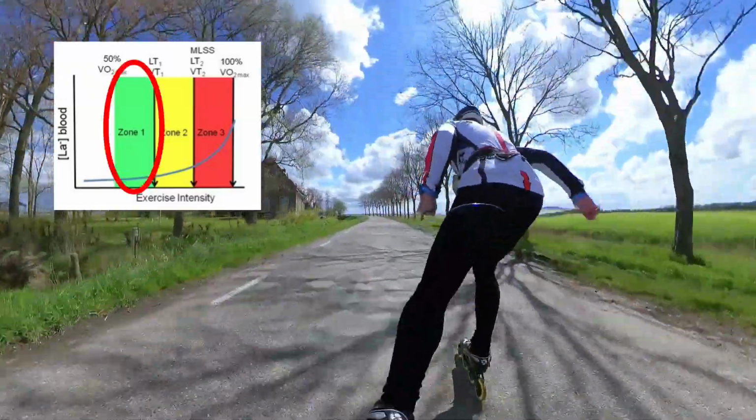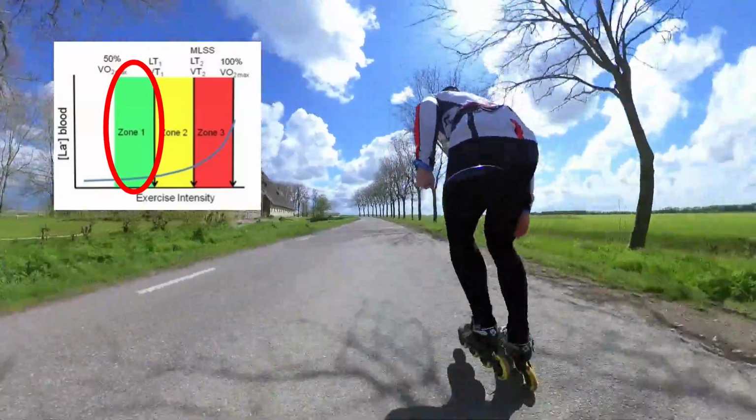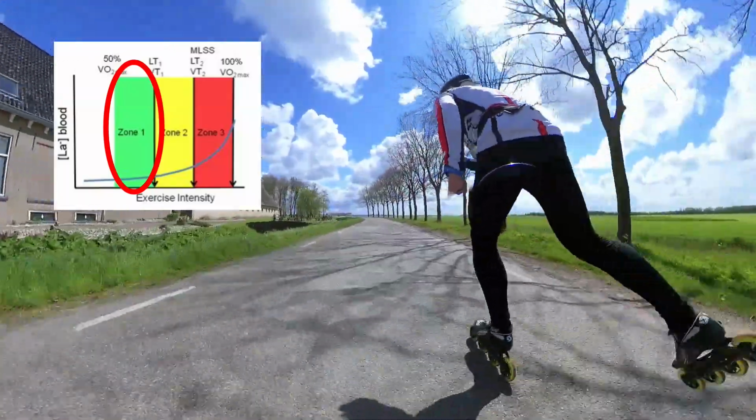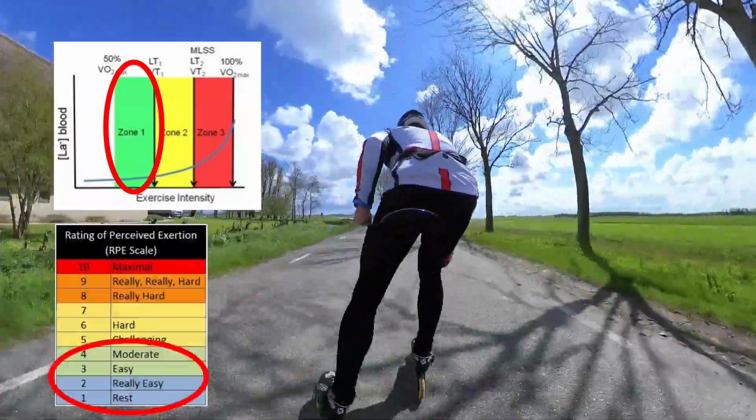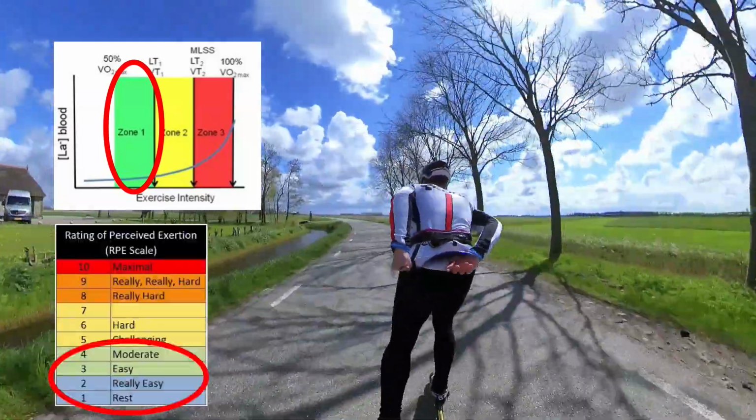Zone 1 is the low intensity zone and below the aerobic threshold. Heart rate lies below 85% of the heart rate max. Rate of perceived exertion 1 to 4.